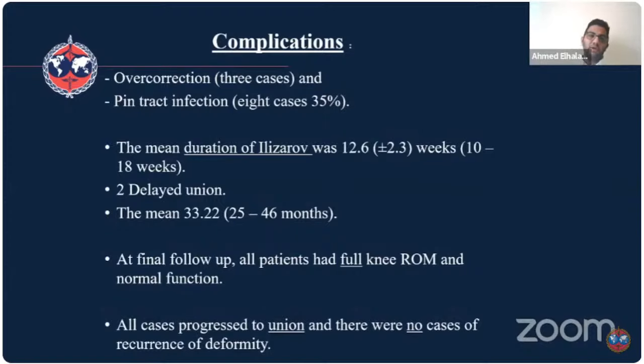Our complication, we had overcorrection in three cases. Then our main complication was pin track infection, with a 35% rate developing one or more episodes of superficial pin site infection, mainly reported around the proximal Schanz screws or wires. All the cases improved with local pin site care and oral antibiotics, except two patients who needed removal or change of the site of the pins and debridement and washout. We had two cases of delayed union, and the mean duration of the Ilizarov was 12 months, with a range of union in 10 to 18 weeks, and the mean follow-up was 33 months.